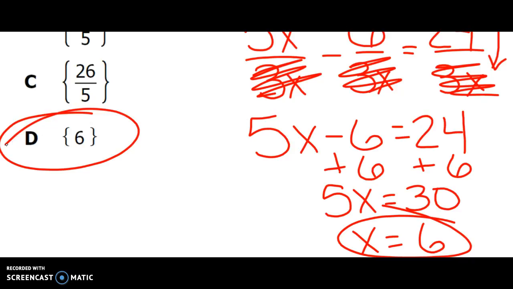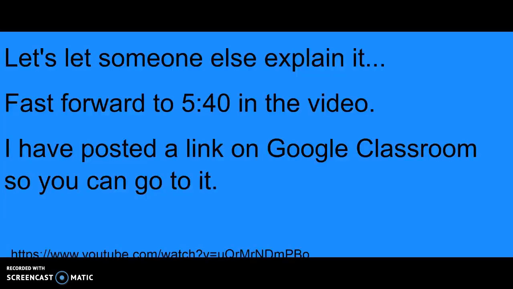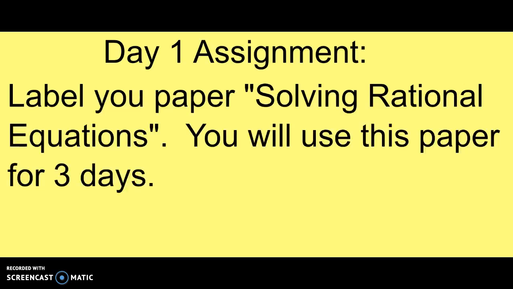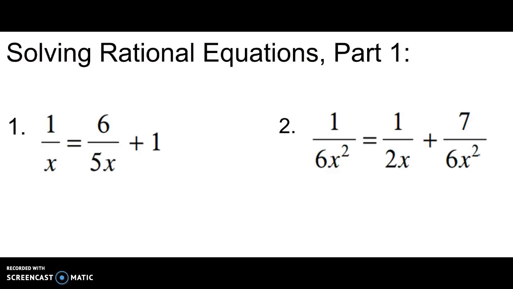I'm going to let you work on an assignment. I'm going to send you another video link too. So here's your assignment for today. We're going to do this for 3 days. Today I want you to label your paper solving rational equations. Today you're going to work on the first part, which is only 2 problems. So you can call it part 1 if you like.